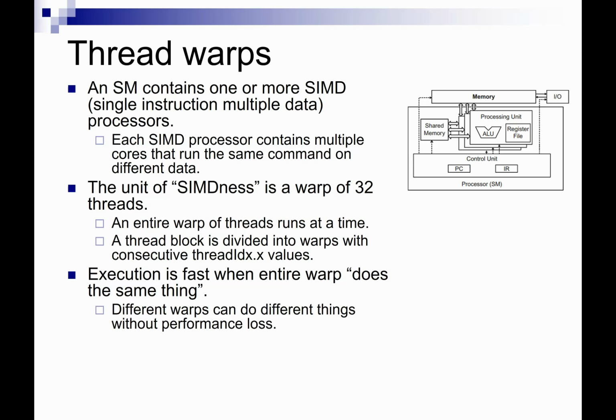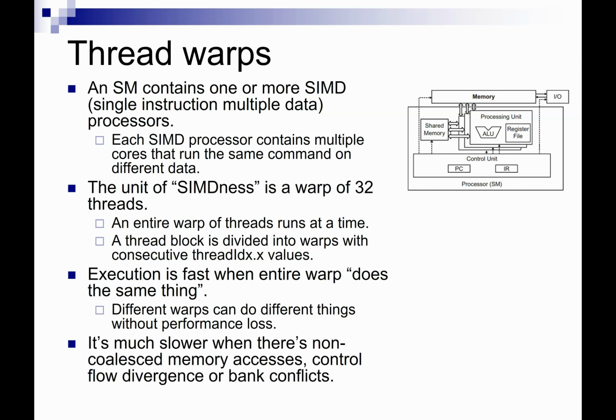Now, first of all, different warps can do different things, because the SIMD unit is simply one warp. If you have two different warps, they're not in the same SIMD unit, so it's fine if they do different things. You don't get any performance loss. But if you have threads within one warp doing different things, then you will have a SIMD performance loss.